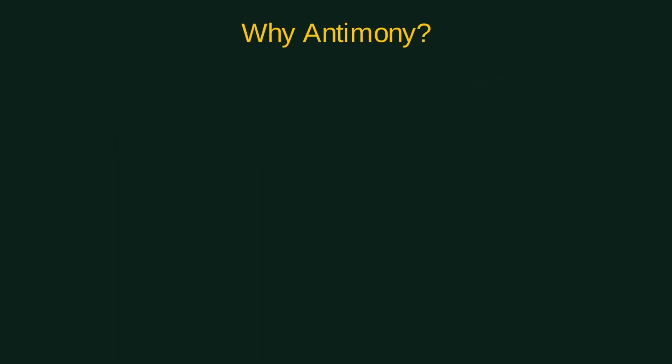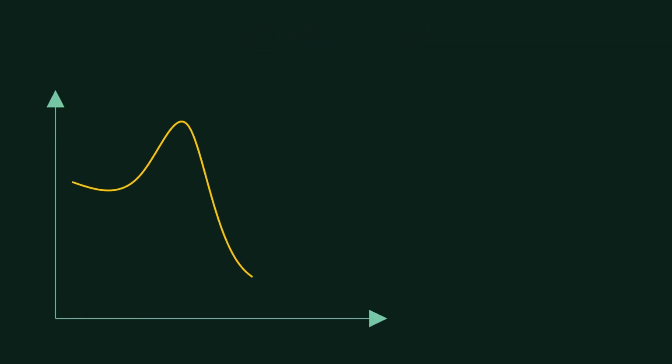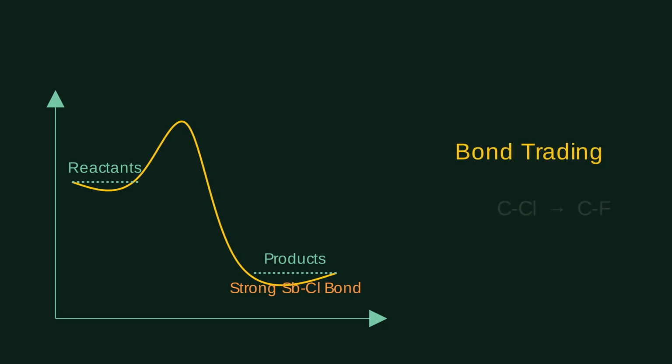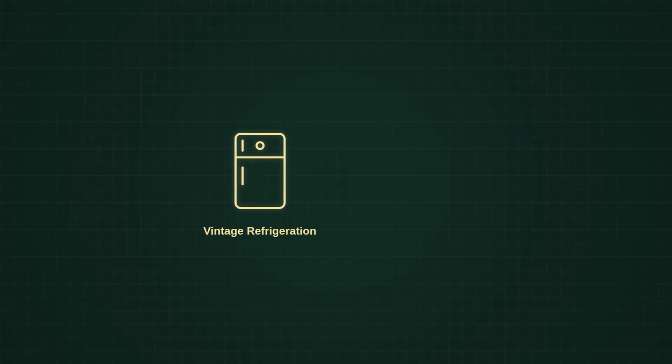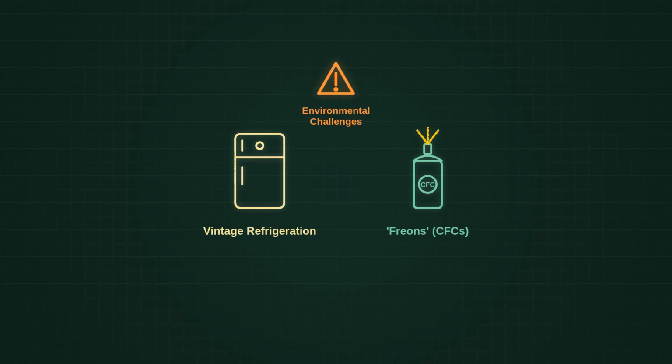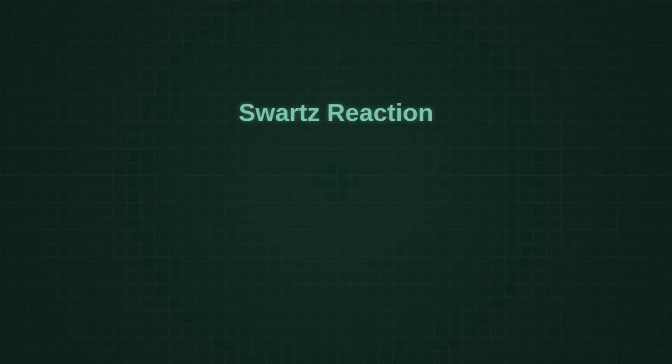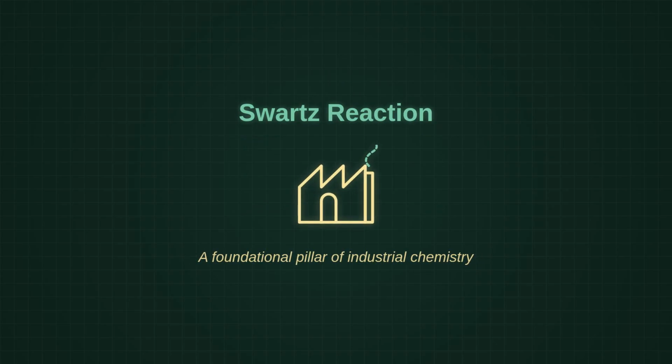But wait, why do we use antimony instead of cheaper metals? Well, look at the thermodynamics. The reaction is driven by the formation of a much more stable antimony chloride bond. We are essentially trading a carbon-chlorine bond for a stronger, more stable carbon-fluorine bond, using the metal as the heavy-lifting intermediary. This reaction is particularly famous for creating freons, or chlorofluorocarbons. While we now know the environmental challenges these molecules pose, the Swarts reaction remains a foundational pillar of industrial chemistry.